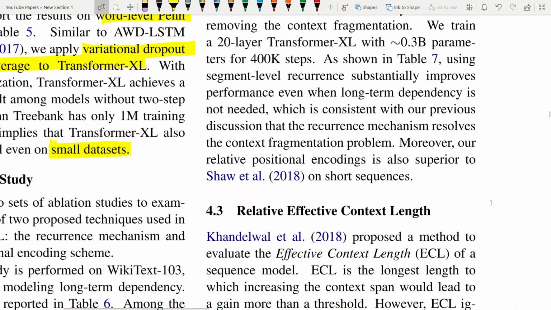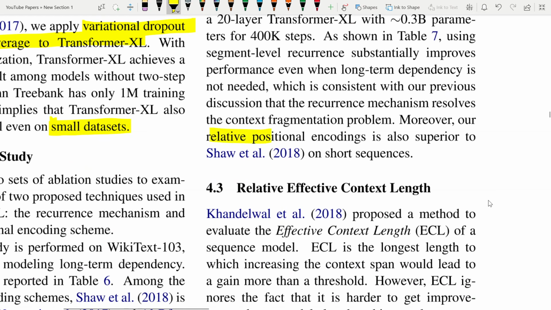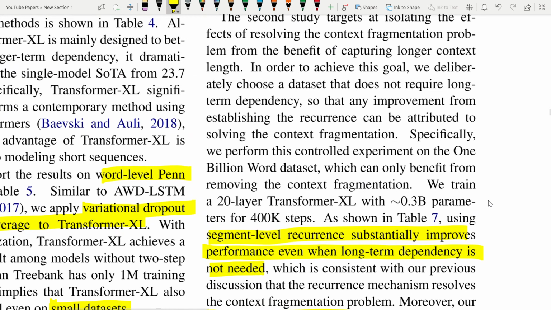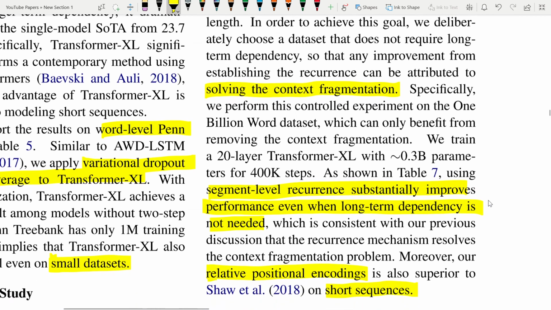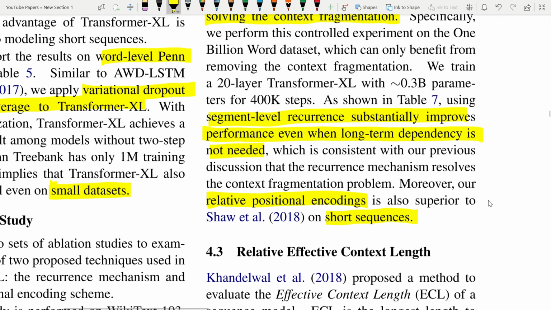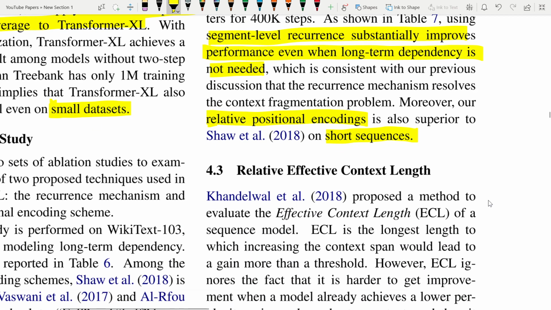So all in all, this relative positional encoding really improves the state of the art even on short sequences, and segment level recurrence as well substantially improves performance even when long term dependency is not needed. They are stressing it again and again that if long term dependency is required, it is able to solve the problem of context fragmentation. And even in the ones where long-term dependency is not required, like the 1 billion word data set, it is still the new state of the art as compared to the other models at that time.